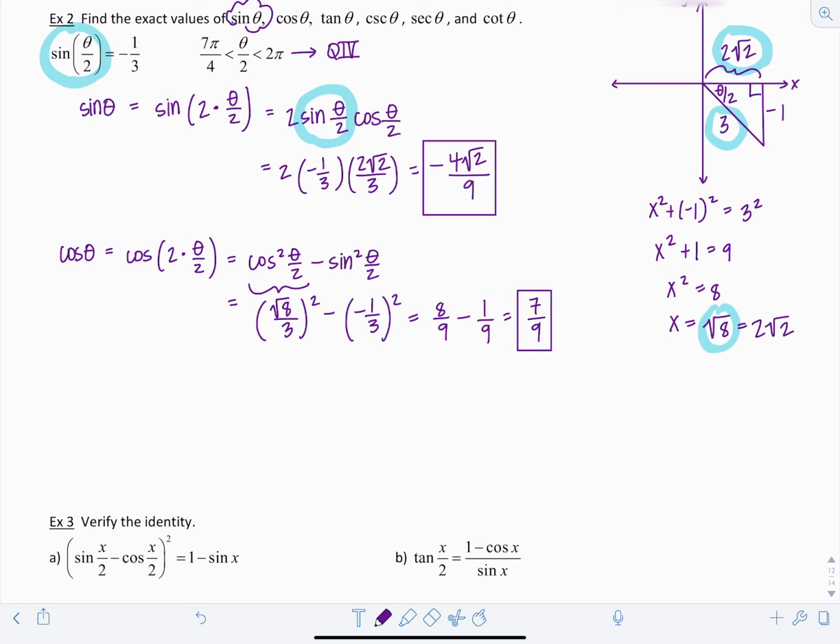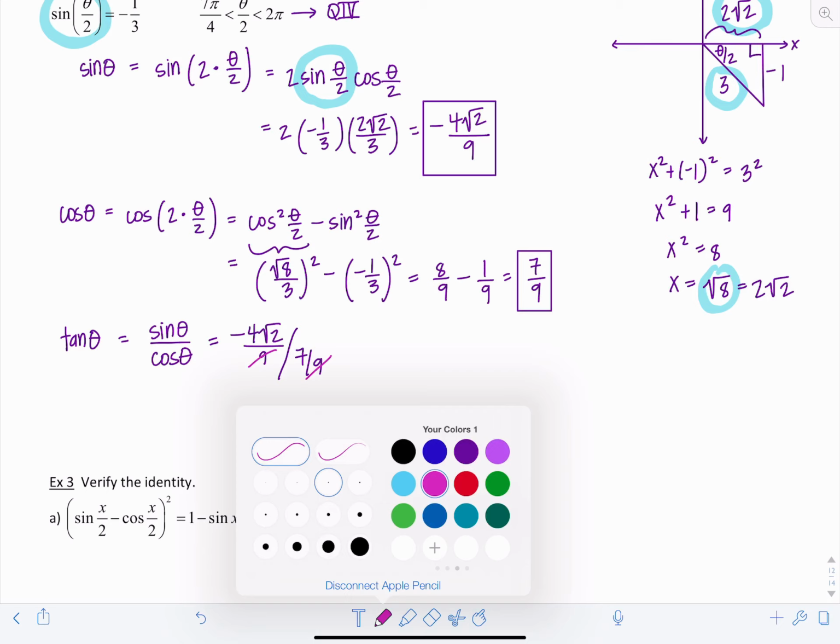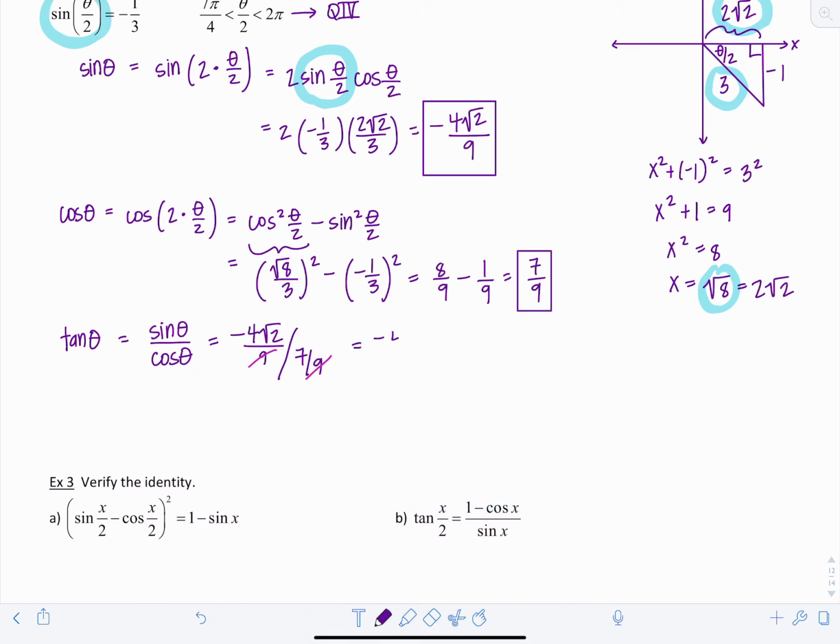All right. Beautiful. Now the rest are going to be easy peasy. So tangent theta, that's sine theta over cosine theta. So that's negative 4 rad 2 over 9 over 7 over 9. So the 9's cancel. And then I'm just left with negative 4 rad 2 over 7. Okay, no big deal.